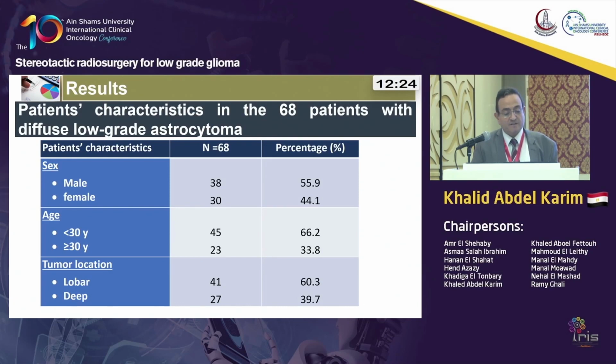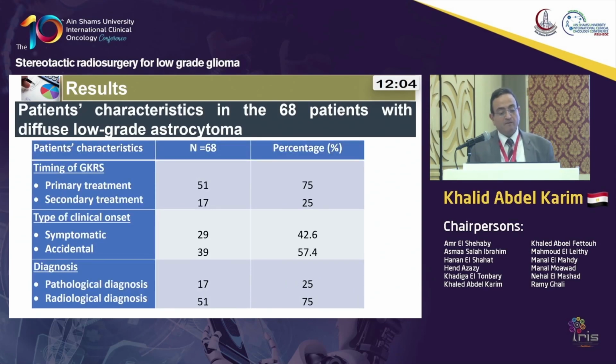Those are the patient's characteristics. As we can see here, males were more than females, and the age were mostly less than 30, and tumor location were mostly lobar. The timing of Gamma Knife: Gamma Knife came as the primary treatment in 51 patients and as secondary treatment after surgery in 17 patients. Why this comes? Because, as I told you, many patients were not surgical or didn't accept the problems of surgery.